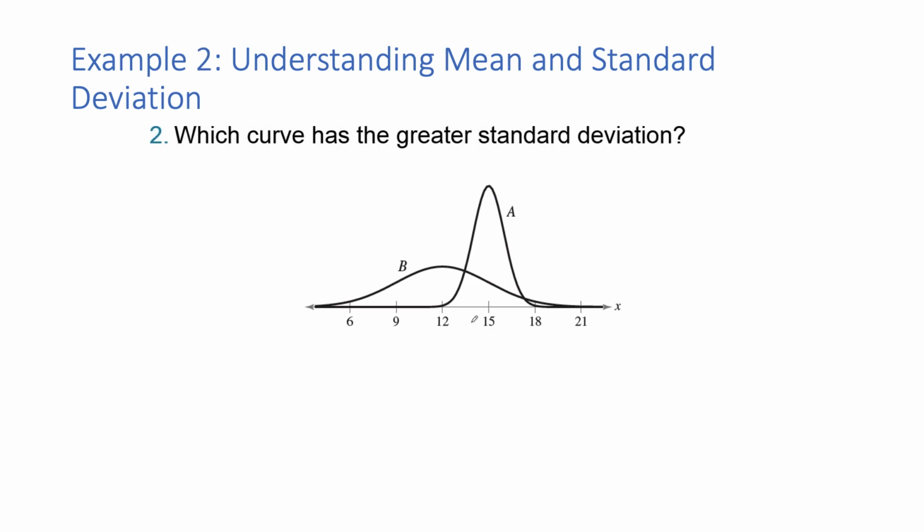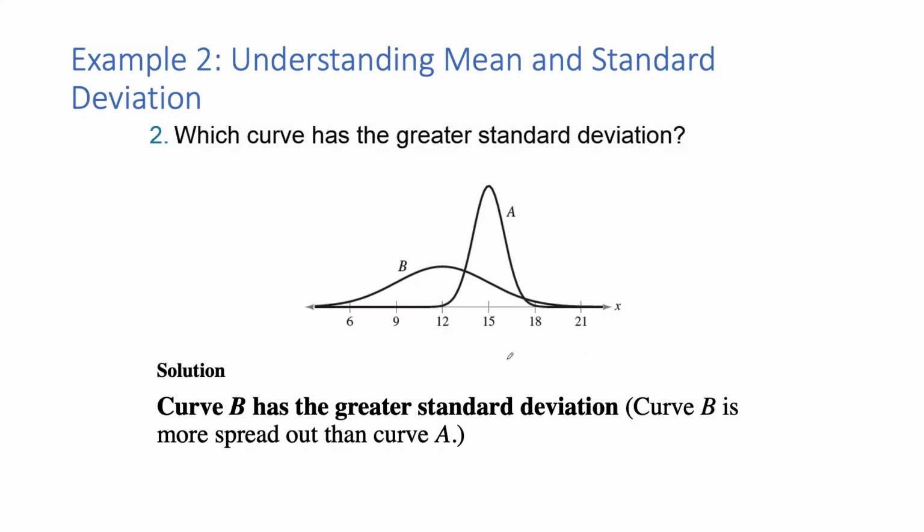The second thing is which curve has the greatest standard deviation. Now, I can eyeball it. If I look at the shapes of these two distributions, A is much more narrowly distributed around its mean, right? It's a much narrower distribution relative to B. Distribution B is much more spread out. It takes values over a much wider range. So it tells me that curve B has a greater standard deviation. The more the spread in the distribution, the higher the standard deviation is going to be.